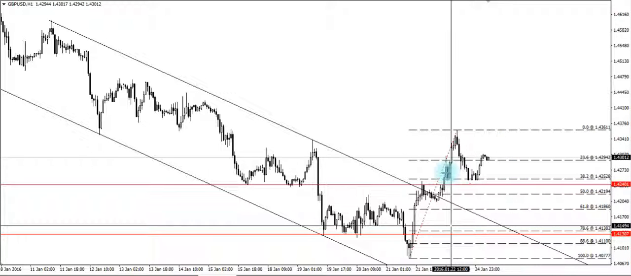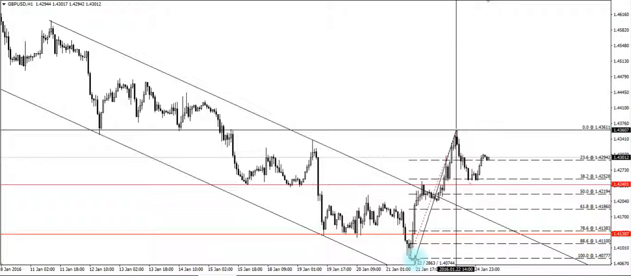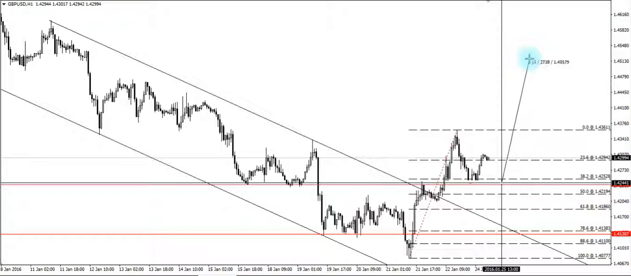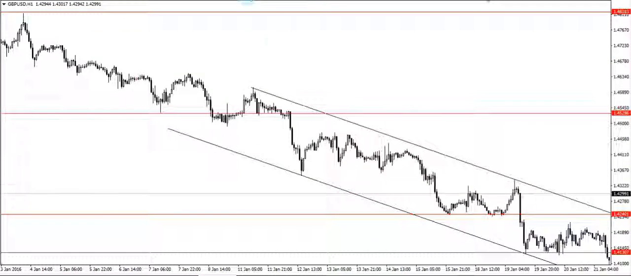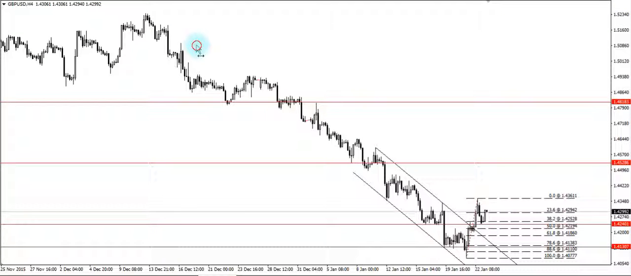Alright, if it appreciates from that level, we can expect the price to appreciate all the way to 1.4528. Let's see in the 4-hourly chart. Alright, there was a previous support right here.